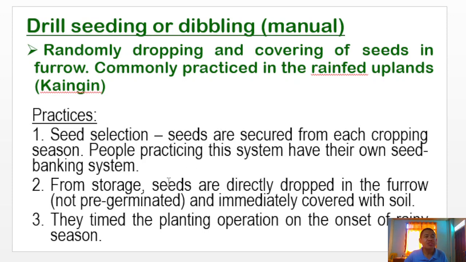From storage, seeds are directly dropped in the furrow, not pre-germinated, and immediately covered with soil. They time the planting operation on the onset of rainy season. So that is in the last week of May or early weeks, first 2 weeks of June.